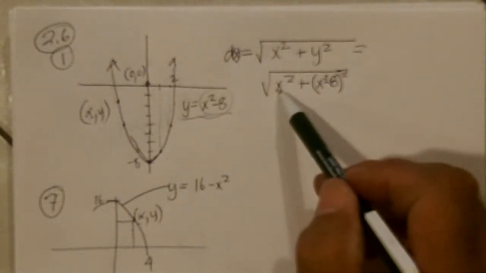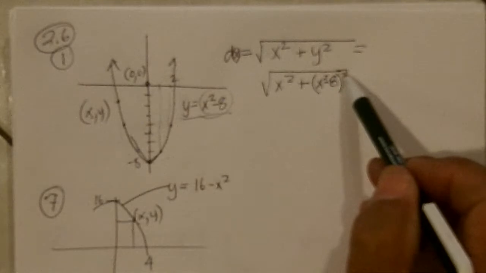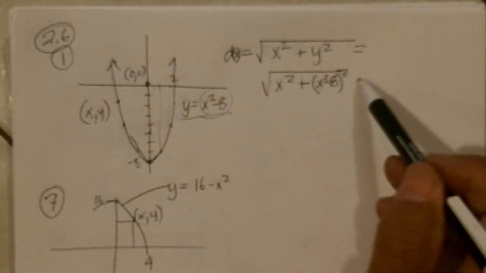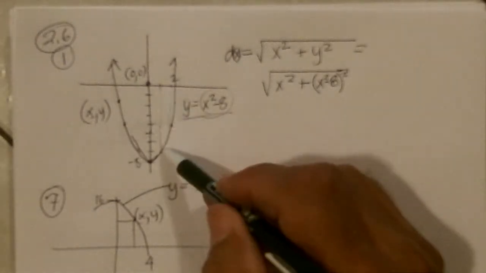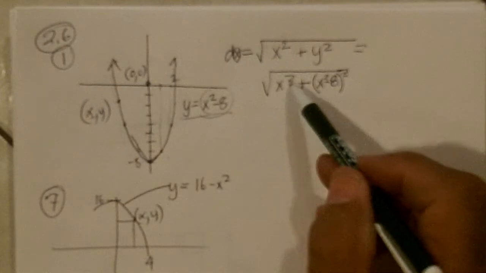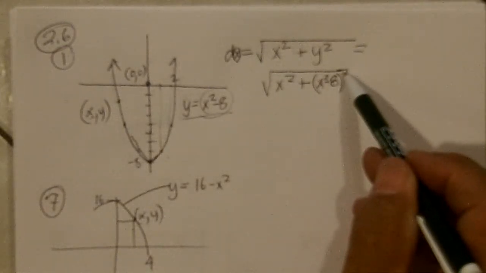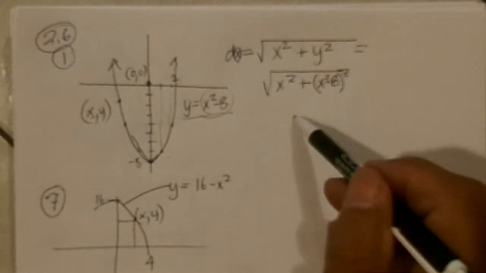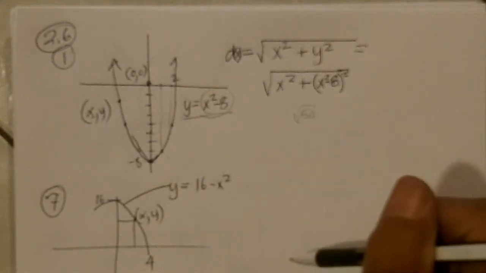If I put 0 there, I get 0. If I put 0 in here, I get minus 8 squared, which is 64. Square root of that is 8. So I get 8. If I put in 1, I should get a little over 7. 1 squared is 1, plus 1 minus 8 is 7, squared is 49. 1 plus 49, that'd be the square root of 50, which is about 7.